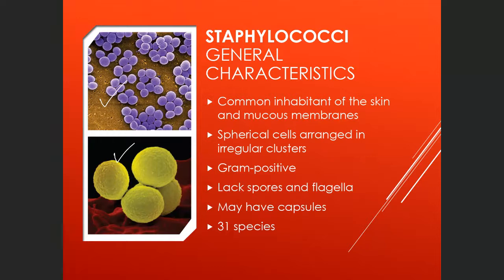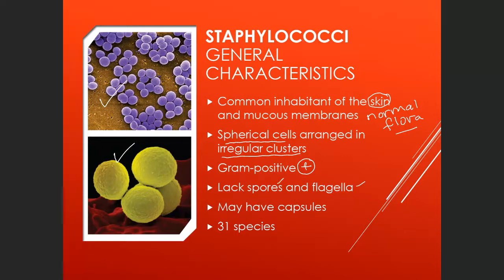And Staphylococcus is actually a common inhabitant of the skin. So many of them are actually normal flora, which is important for us to help against the pathogenic flora. Again, they are spherical or round cells arranged in irregular clusters. They are gram-positive. Right? So Staphylococcus are gram-positive bacteria. They do not have spores and they do not have flagella.